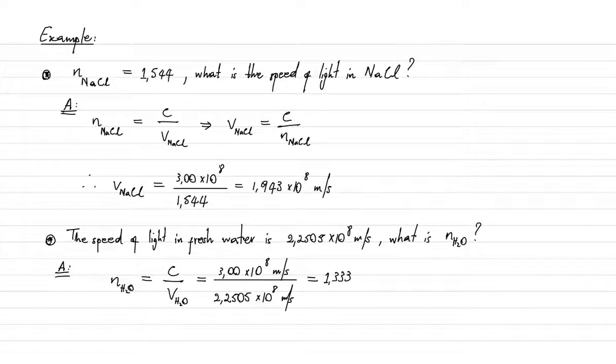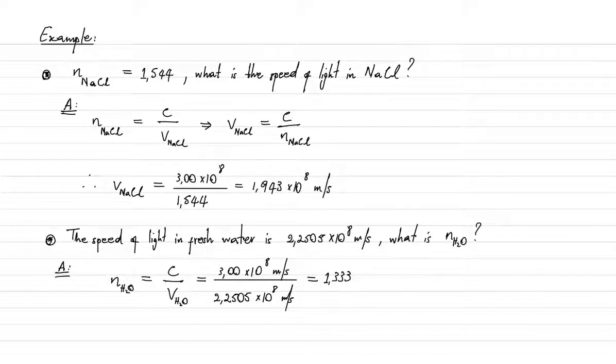Experimentally, it has been determined that the index of refraction of NaCl, sodium chloride, is equal to 1.544. So sodium chloride is crystalline, so when you shine light through some crystal of this salt, you will find that light will travel at a speed less than that. What is the speed at which light travels through sodium chloride crystals?